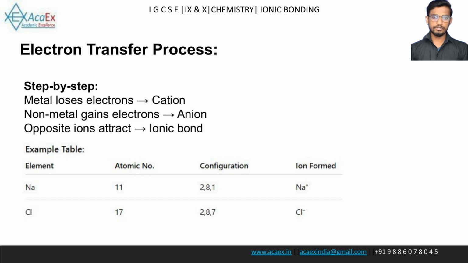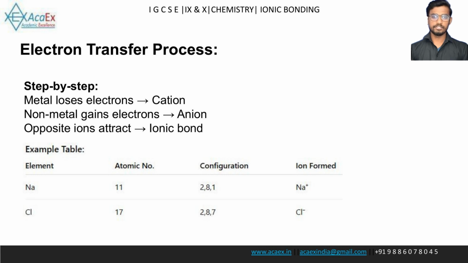Electron transfer process. The process occurs in these steps. A metal atom loses one or more electrons to become a positively charged ion, called a cation. A non-metal atom gains one or more electrons to become a negatively charged ion, called an anion. The oppositely charged ions attract each other, forming an ionic bond.